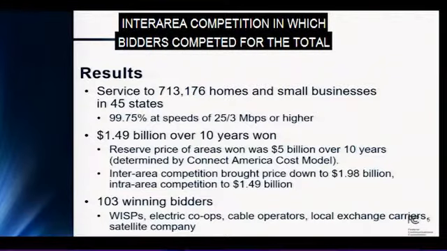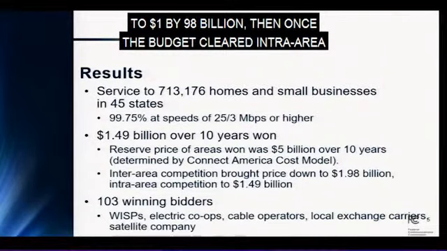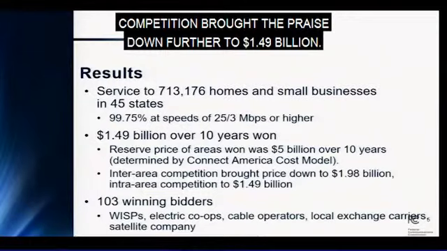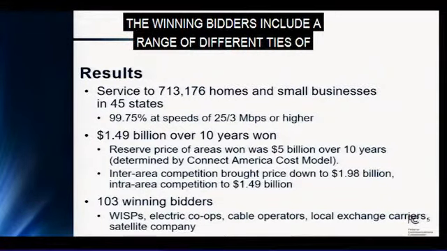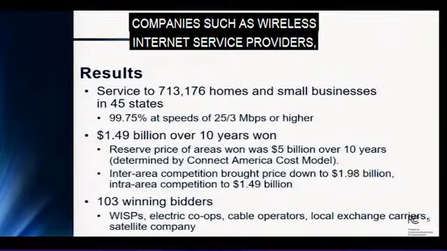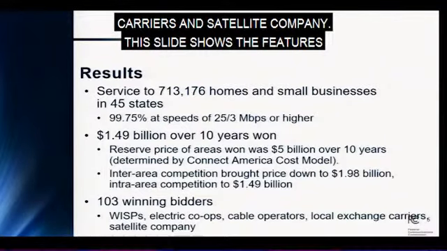Inter-area competition, in which bidders competed for the total funds available in the auction, brought the price to serve these areas down to $1.98 billion. Then, once the budget cleared, intra-area competition brought the price down further to $1.49 billion. There were 103 winning bidders in the auction. The winning bidders include a range of different types of companies, such as wireless internet service providers, electric cooperatives, cable operators, local exchange carriers, and a satellite company.